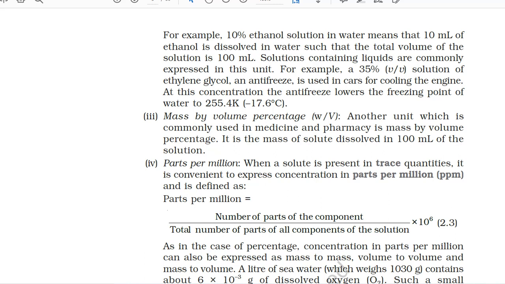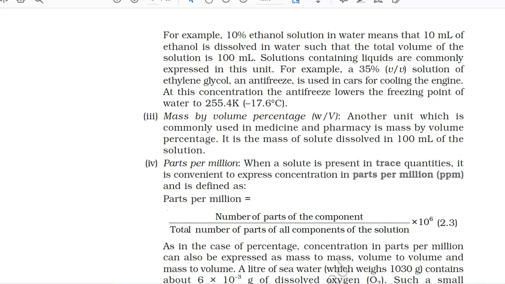Third, mass by volume percentage (W by V). Another unit which is commonly used in medicine and pharmacy is mass by volume percentage. It is the mass of solute dissolved in 100 ml of the solution.